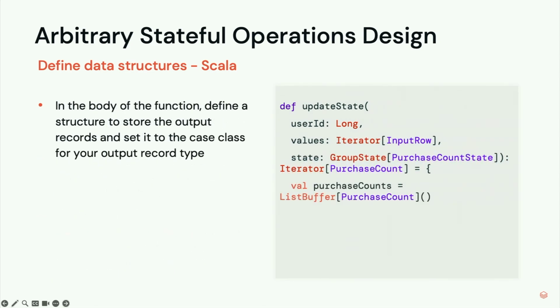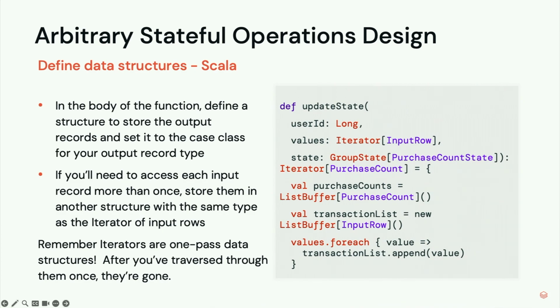In the body of the function, there's also a couple more structures that you need the majority of the time. First, you need to define a structure to store the output records, and then set it to the case class for your output type. This depends on your logic. If you're going to go through some complex logic and just be adding records over time, you want to define a structure at the beginning that you've got ready to go to just add it to.